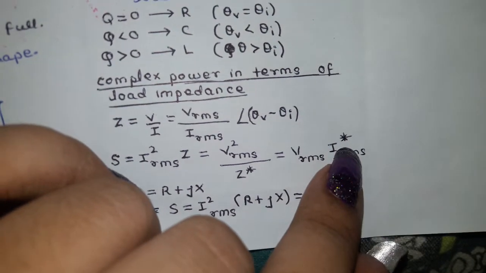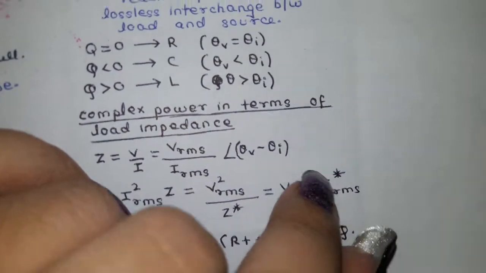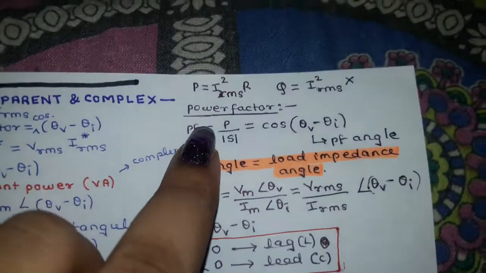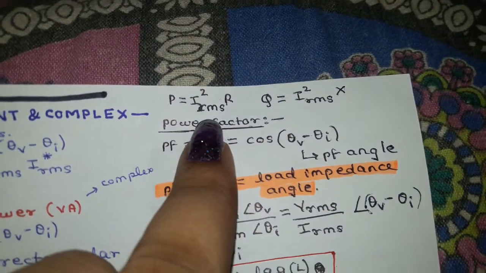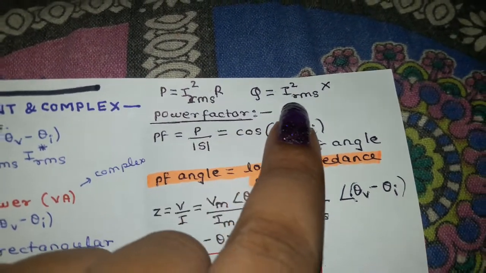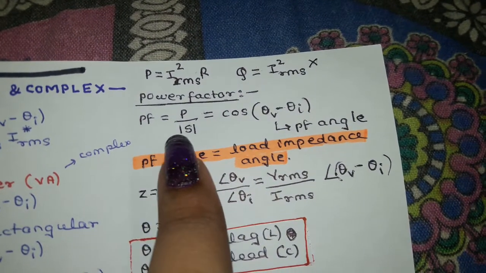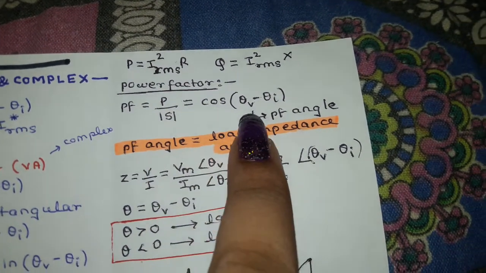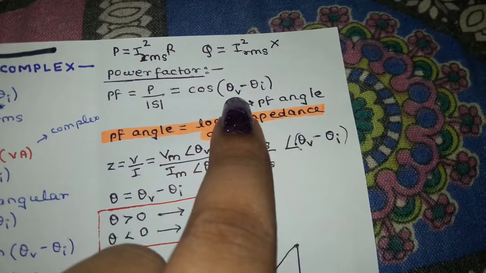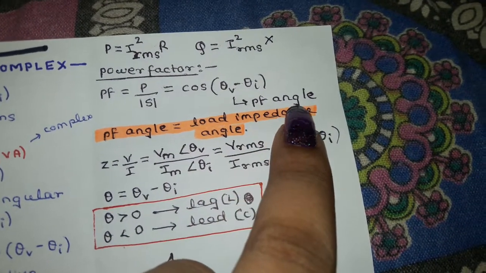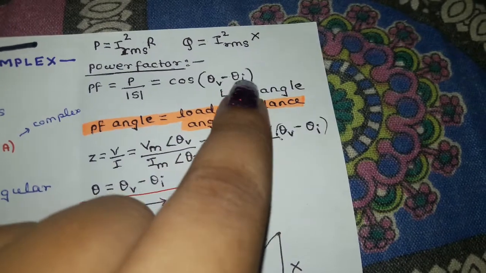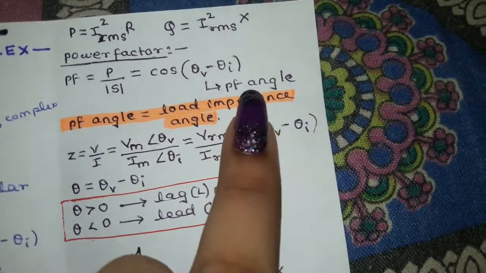The asterisk sign represents the conjugate, so keep that in mind. Then we have P equals I squared RMS into R, and Q has this particular concept. Let's talk about power factor. Power factor has this particular formula, whereas theta V minus theta I is the power factor angle. This is defined as the power factor angle.